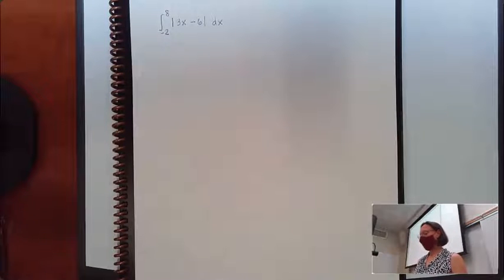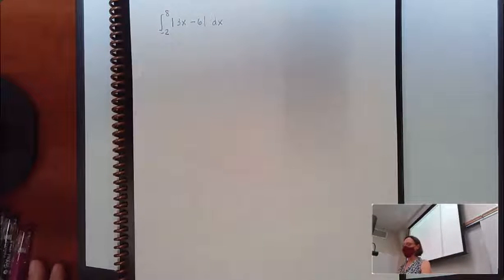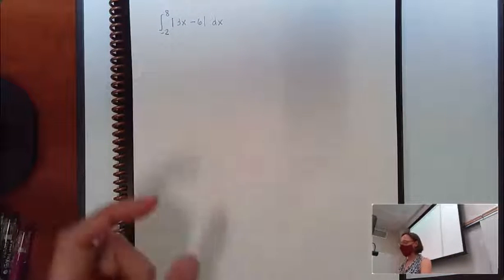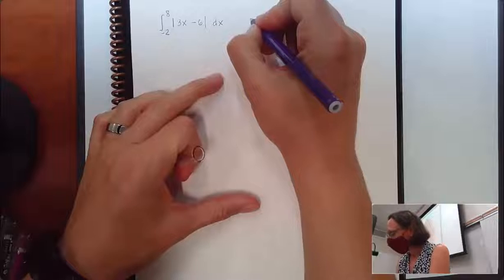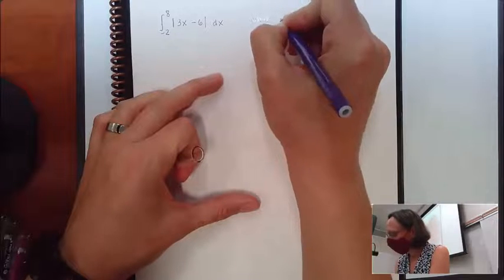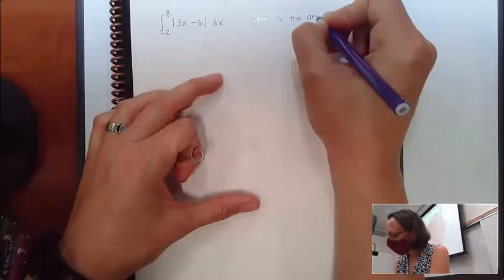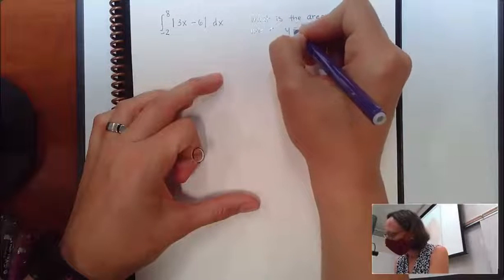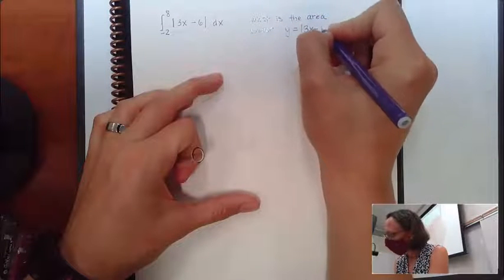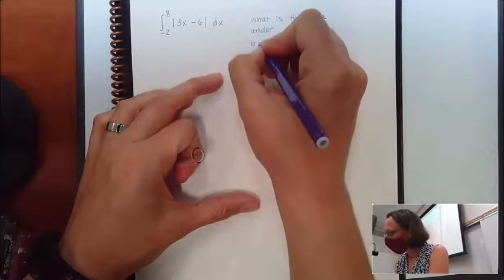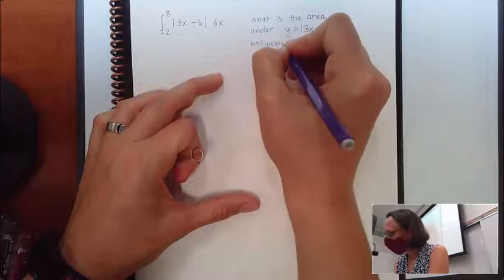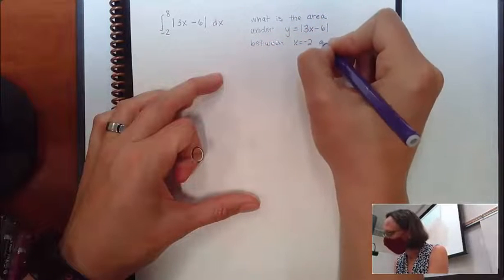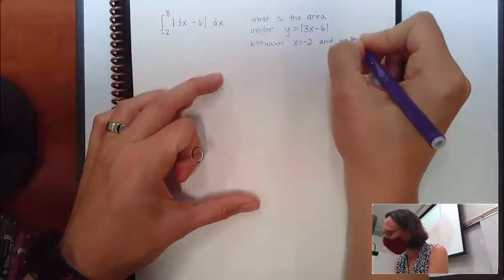The way that I would approach this problem is to think about what this is telling us as a definite integral. And as a definite integral, this is saying, what is the area under y equals absolute value of 3x minus 6 between x equals -2 and x equals 8.